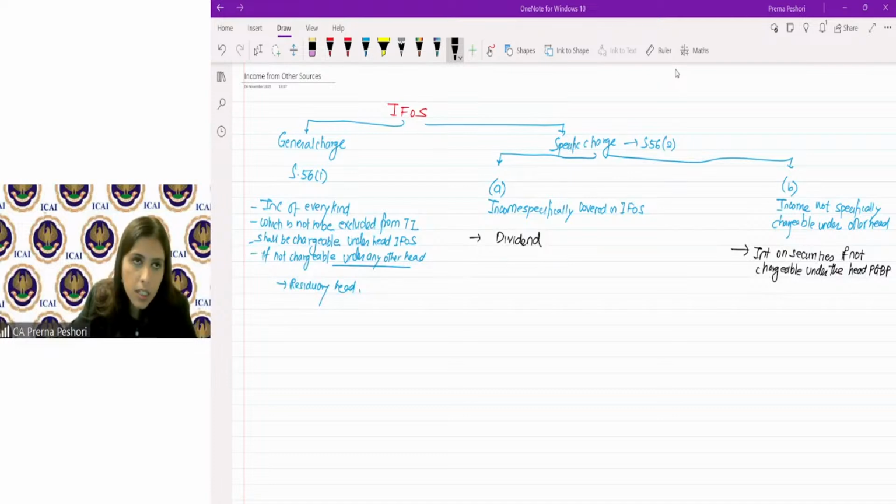It's PGBP. Why? Because this bank guarantee is necessary to be obtained for getting the contract. And for obtaining the bank guarantee, I have to necessarily keep the margin money. So this margin money is inextricably linked to the business, and therefore it will be chargeable under PGBP and not under income from other sources. Are we clear?